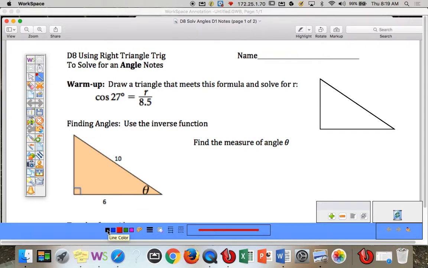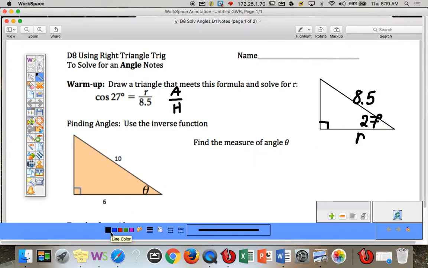And let me stick our right angle in here. And I'm going to call one of my angles 27. It doesn't matter which angle, I'll just put the 27 degrees here. We know that cosine is adjacent over hypotenuse. So if our angle is down in this corner, the adjacent side is the side next to our angle that's not the longest side, so this will be r. And our hypotenuse is the longest side across from the 90, so this is 8.5.